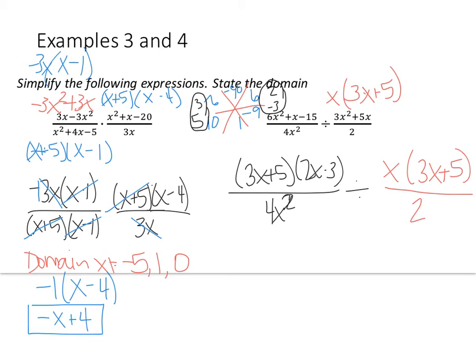All right, when I go to state my domain this time, I have to do it a couple times. So I can say that x cannot equal 0, from the 4x squared. The only number that I would put in there that would make it 0 would be 0. And 2, there's no way to make 2 0. 2 is 2.